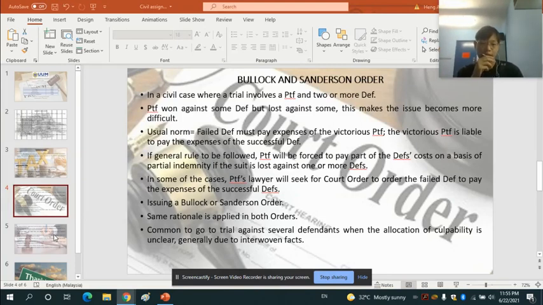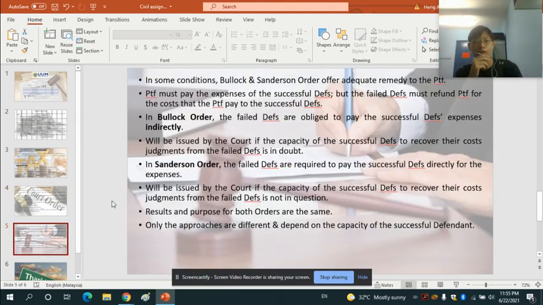The same rationale is applied in both of the orders I mentioned. It is very common in a civil case to go for a trial against several defendants when the allocation of culpability is unclear, generally due to interwoven facts. In some conditions, Bullock and Sanderson orders offer quite an adequate remedy to the plaintiff. The plaintiff must pay the expenses of the successful defendants, but the failed defendants must refund the plaintiff for the costs that the plaintiff has to pay to the successful defendants.